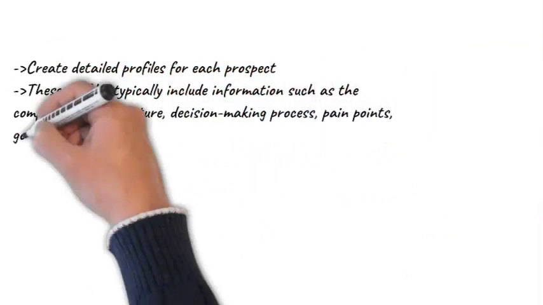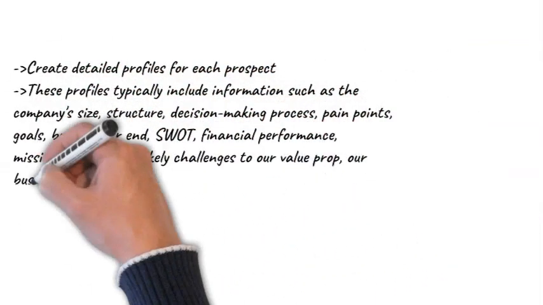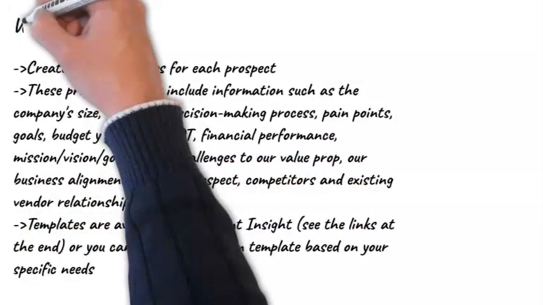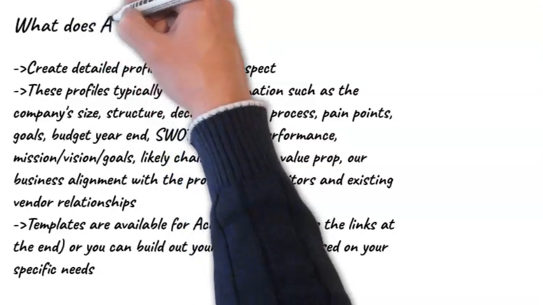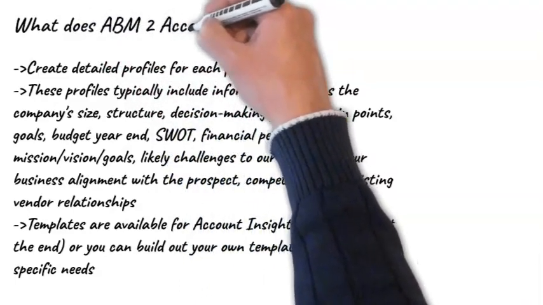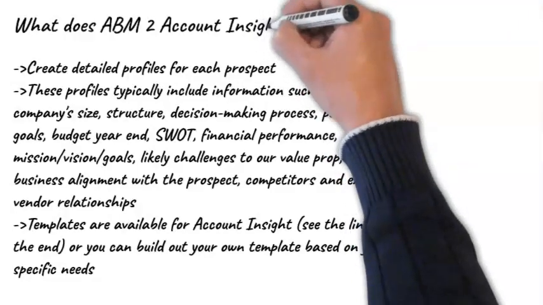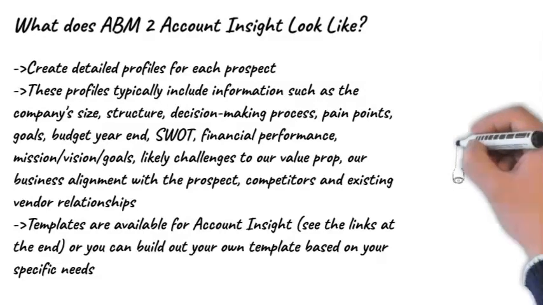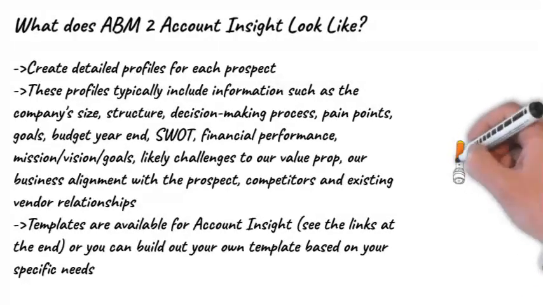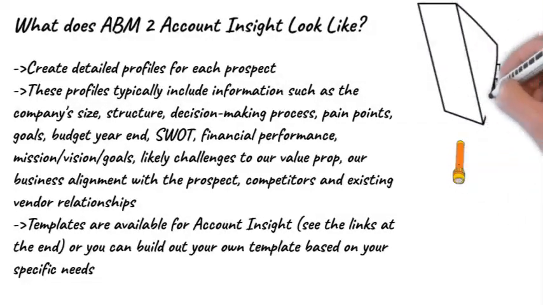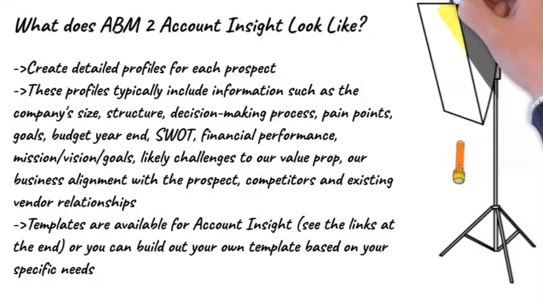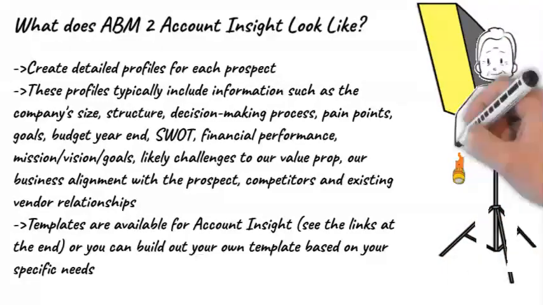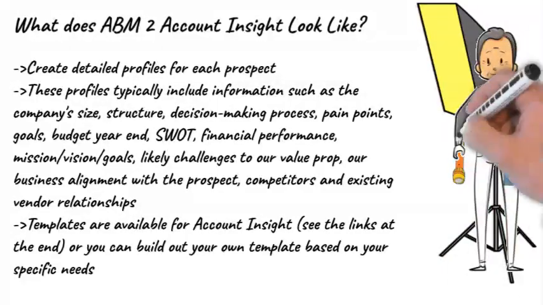What does ABM2 Account Insight look like? We'll create a detailed profile for each prospect company. And these profiles typically include information such as the company's size, org structure, decision making process, pain points, goals, budget year end, SWOT, financial performance, their mission, vision, goals, likely challenges to our value prop, our business alignment with the prospect, competitors, and existing vendor relationships. There are templates available for the account insight and see the links at the end, or of course, you can build out your own template based on your specific needs.